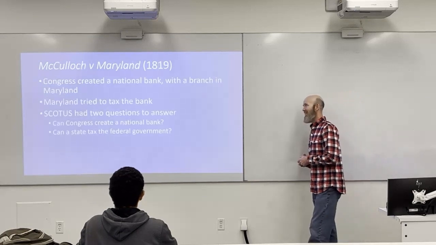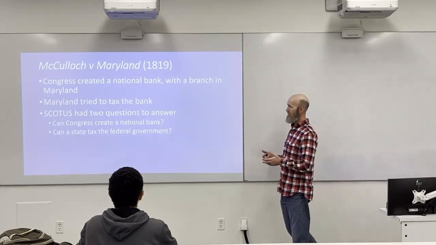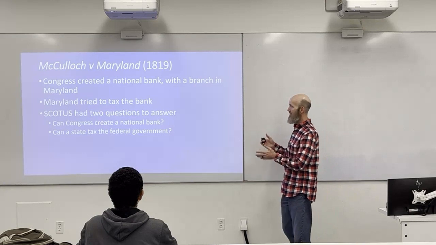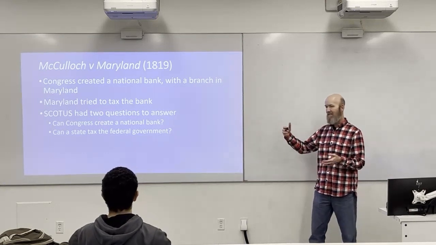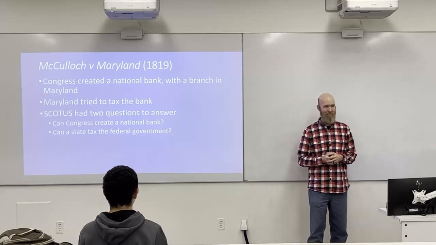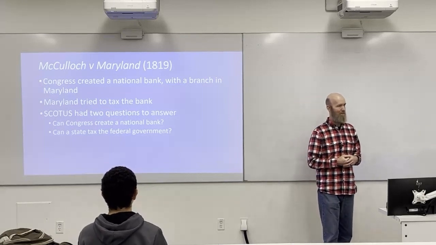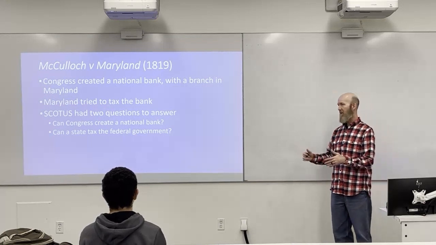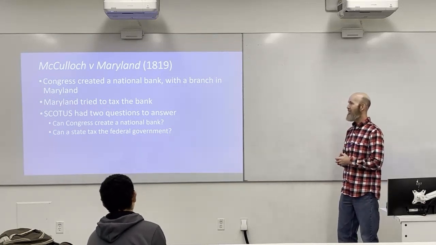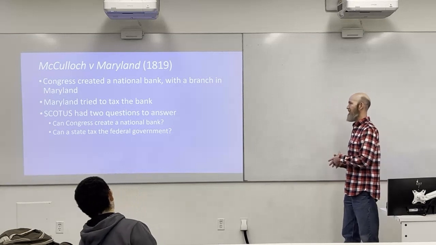The next case is McCulloch v. Maryland. In this case, Congress created a national bank. This is again 1819, fairly early in U.S. history. The United States Congress decided to create a national bank as a means of helping to regulate commerce and the economy. So Congress created this national bank.